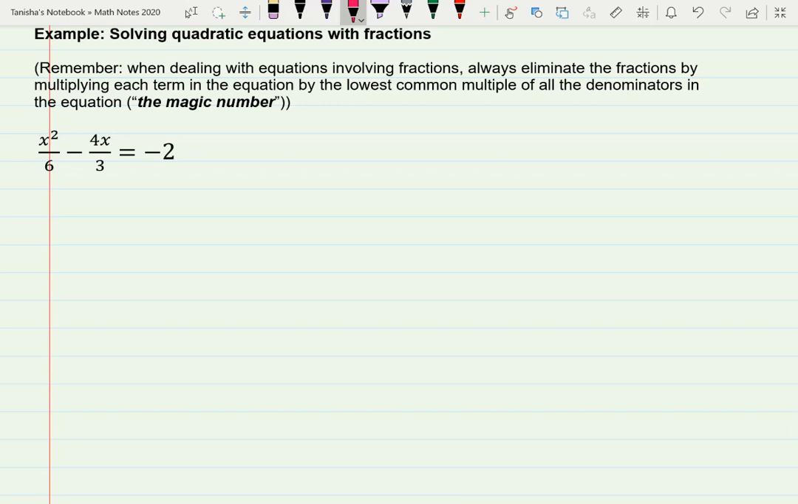Well, looking at all of our terms, the denominator in the first term is 6, the denominator is 3 in the second term, and then we can put a 1 at the denominator of our term on the right side of the equation. The lowest common multiple between all of these numbers is 6, so we're going to multiply each term by 6.